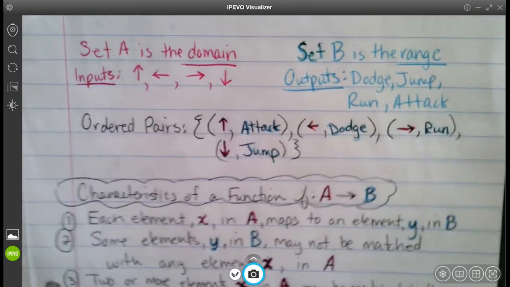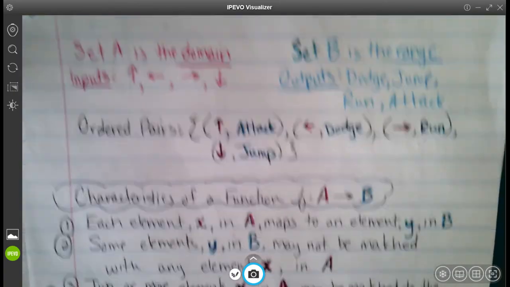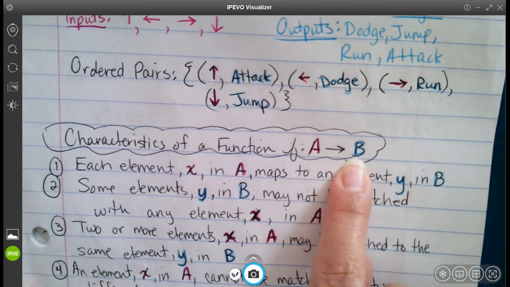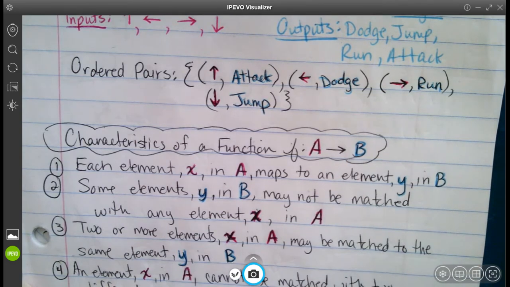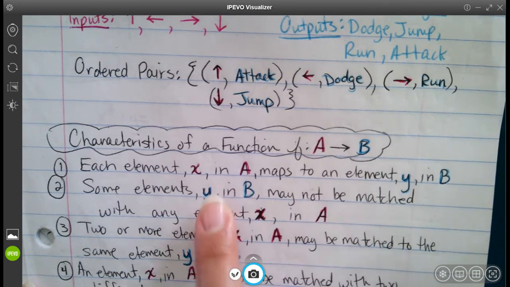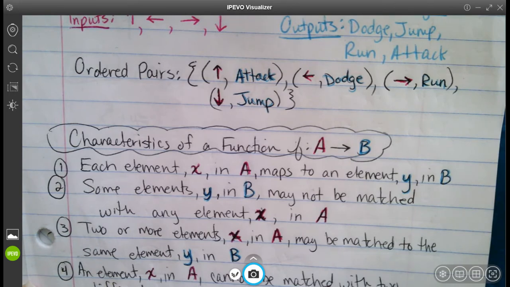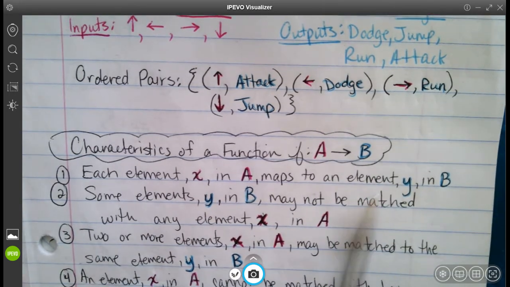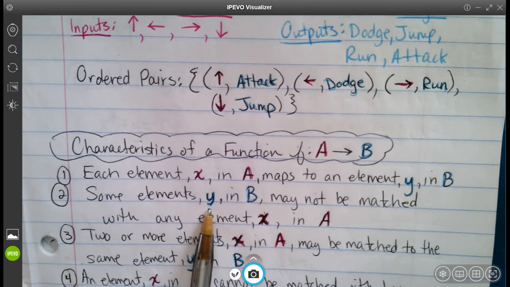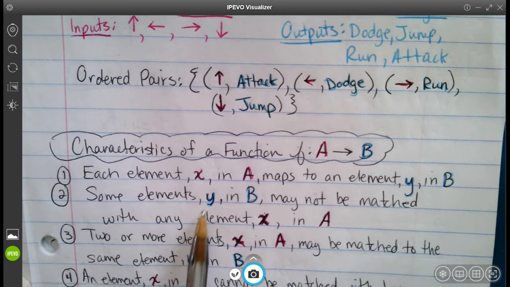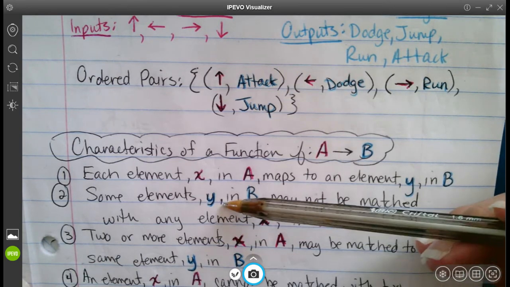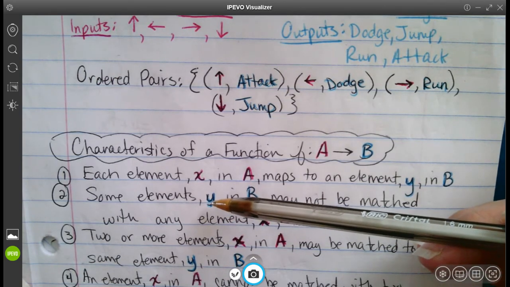So we have the characteristics of a function, and we have the same little drawing here that I did at the top. Function where A maps to B. So pretty much we have all these numbers in one set that map to something in another set, just like the example we had up here. Okay, first characteristic, each element x in A maps to an element y in B. So every x in here is going to have a value over here that it's going to map to. Okay, some of the elements in B may not be matched. So if you have, for instance, a piecewise function or even a rational function, you might have some y values that are there, but there might be an asymptote there, or there might be a hole or something.